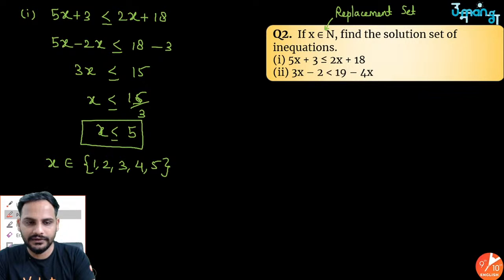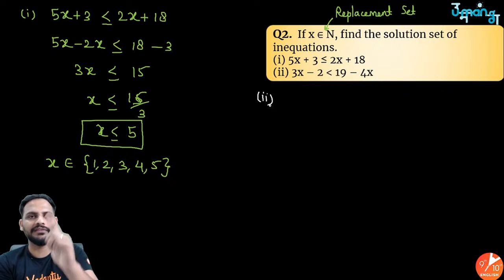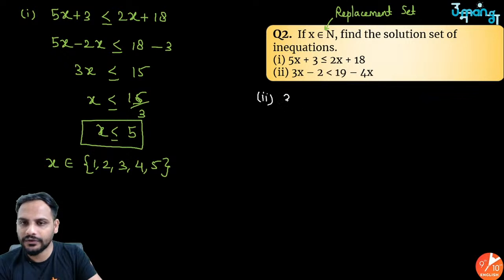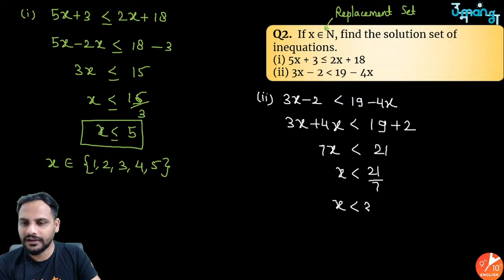Let's solve the second question. Second question, what is it? So, dear, in addition and subtraction there is no need to think. Only when you are dividing or multiplying. Just see, if you are dividing or multiplying by a negative number, change the sign. So you have 3x minus 2 less than 19 minus 4x. Shift minus 4x over here, minus 2 over here. So 3x plus 4x you will get over here. And here you have 19, minus 2 will become plus 2. So 7x is less than 21. x is less than 21 by 7. That means x is less than 3.